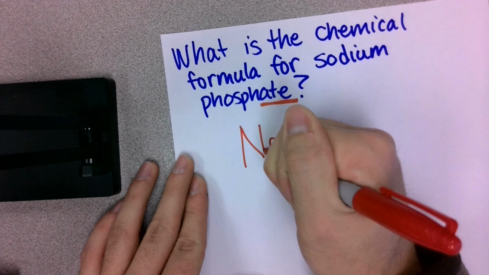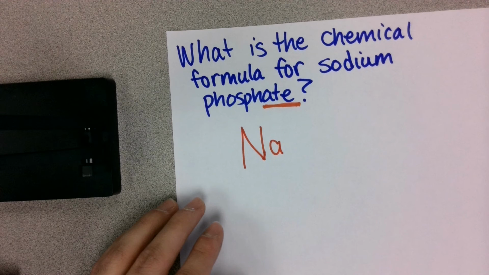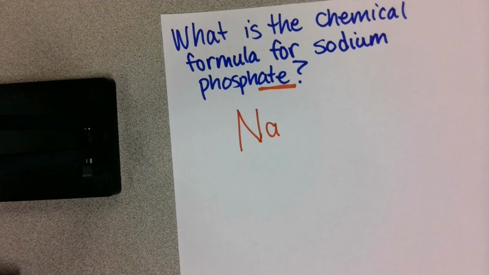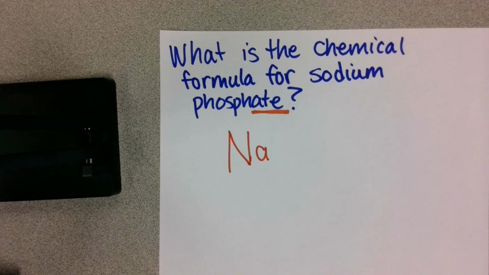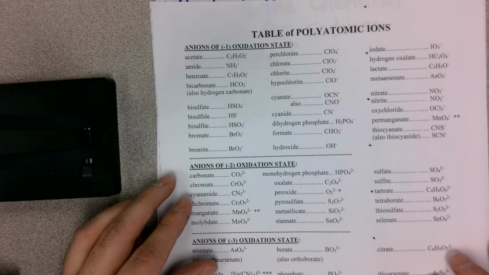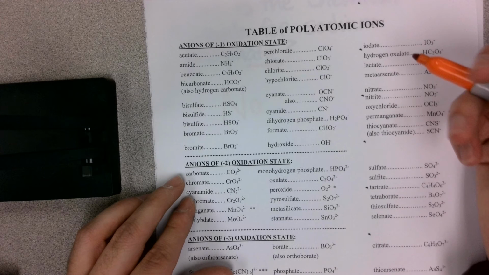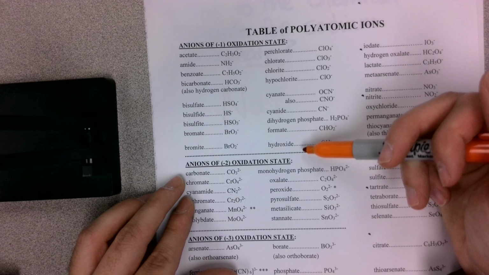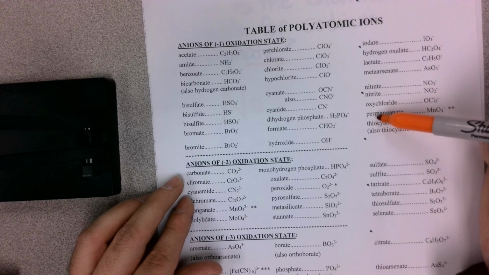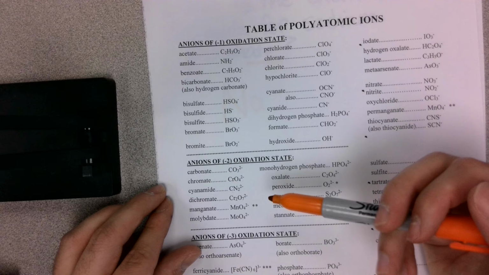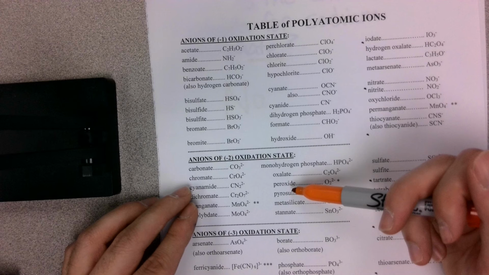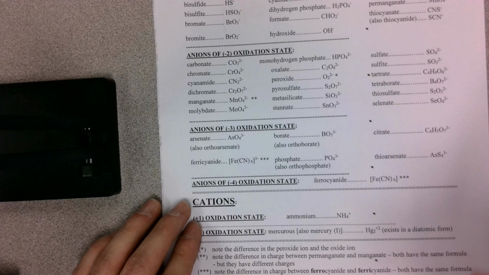Alright, and then the next thing we're going to have to do, since this ends in ATE, is look up phosphate on our sheet for polyatomic ions. So remember again, it's in alphabetical order. So I'm going to look over here. These are the C's, these are the I's, these are the O's. Alright, there's permanganate, so it should come right after that, but it's not there. So we got to move on to the next section. Alright, we've got peroxide, should come right after that, but it's not there either. So let's keep going. Alright, there it is, phosphate. So it's PO4 with a 3- charge.